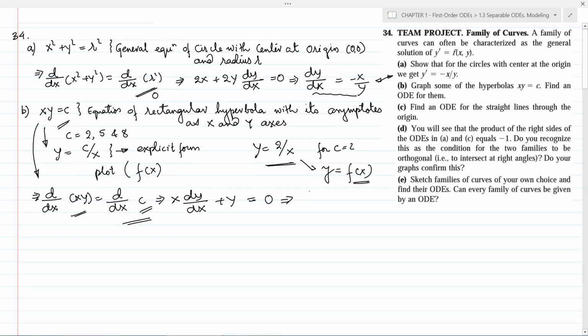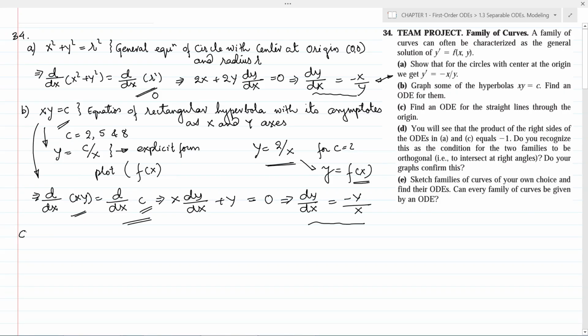From this we can write dy by dx equal to minus y by x, and this is the ordinary differential equation for rectangular hyperbolas of the form xy equal to c.